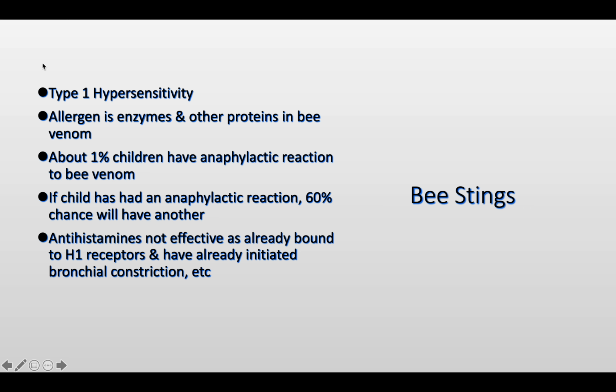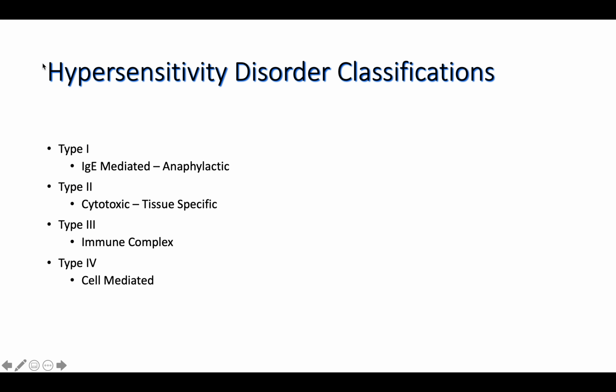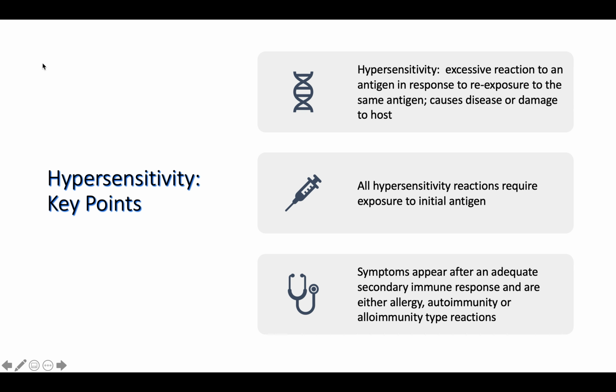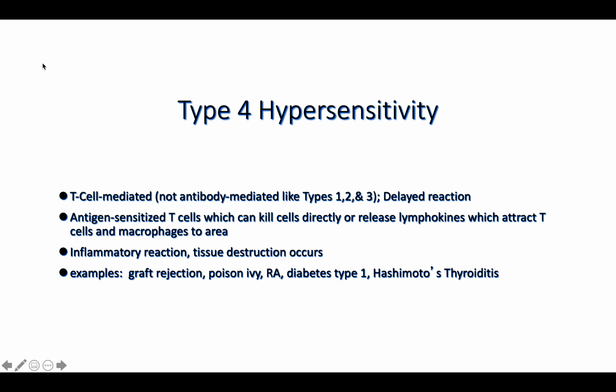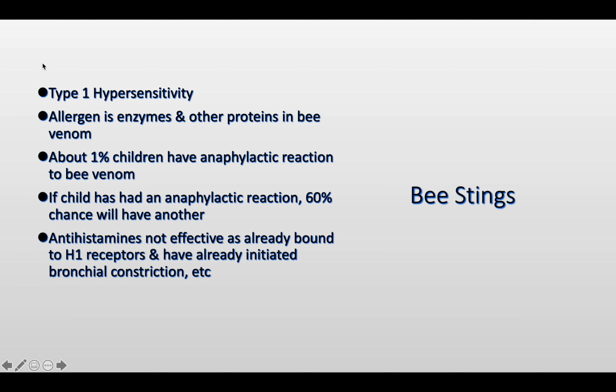So we go back to which one? What's type 1? Let's go back and see. It is IgE mediated. And here we said immediate response to a second exposure, and it is mediated by IgE. The allergen is enzymes and other proteins in bee venom. About 1% of children have anaphylactic reaction to bee venom. If a child has had an anaphylactic reaction, there's a 60% chance that they'll have another, and that's why they need to carry those EpiPens with them.